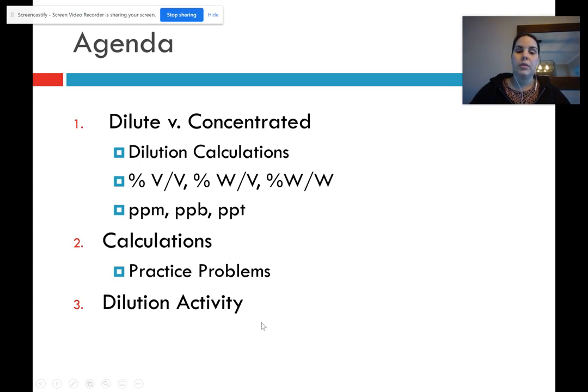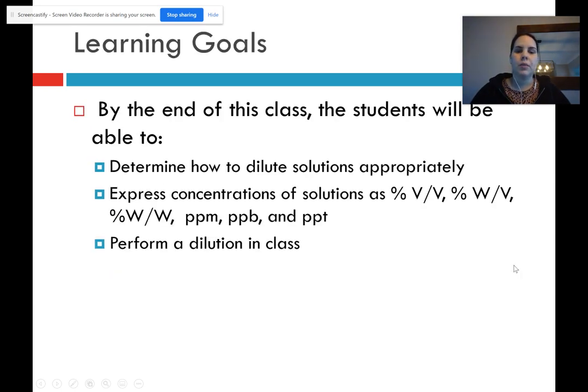We'll do some practice problems, and then we'll end off with some practice problems or activities from your textbook. So by the end of the class, you should be able to determine how to dilute a solution appropriately, express concentrations in all of these ways, and know how to perform a dilution in class. Obviously in distance learning, where we can't do that in class as we normally would, but you'll have the skills and know how should and when we return to the lab.